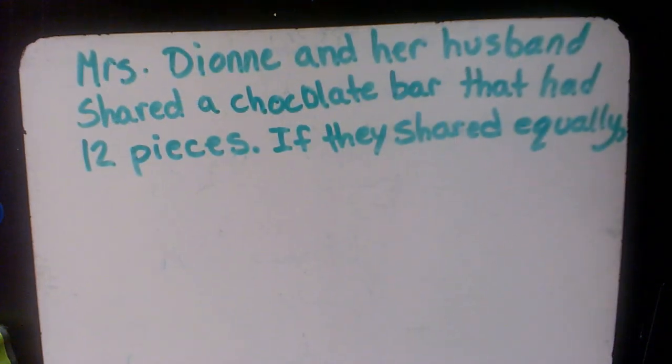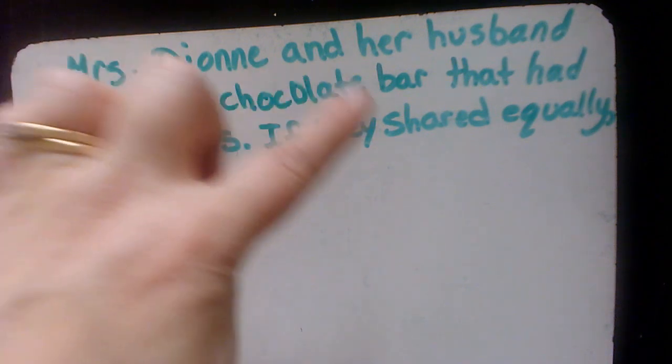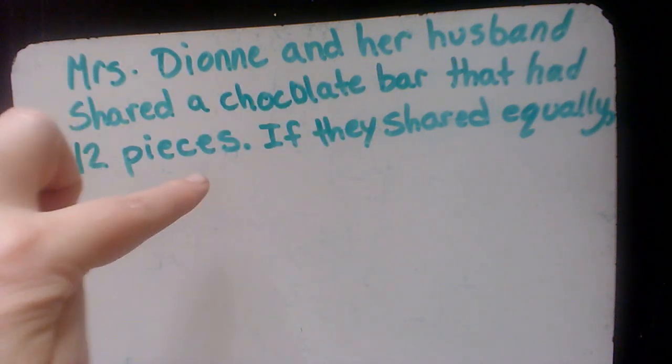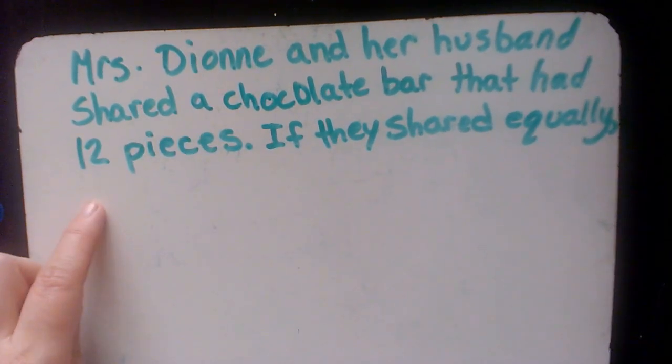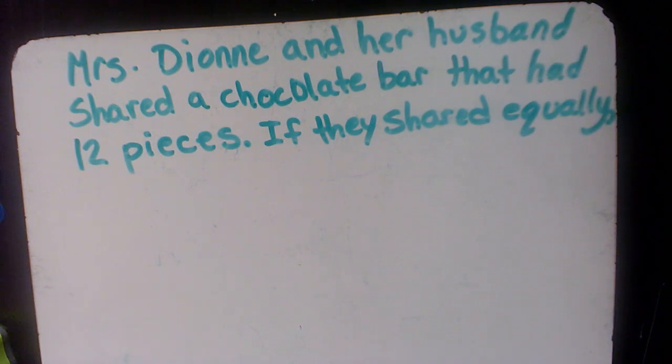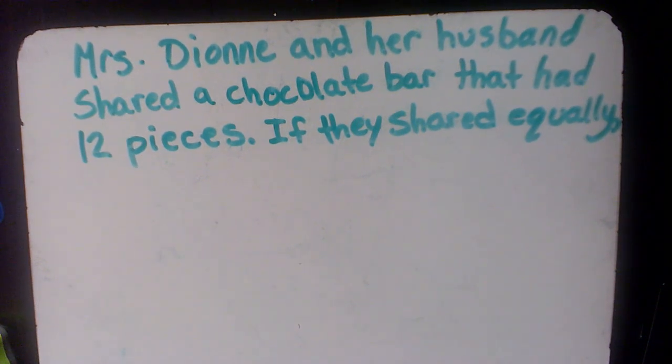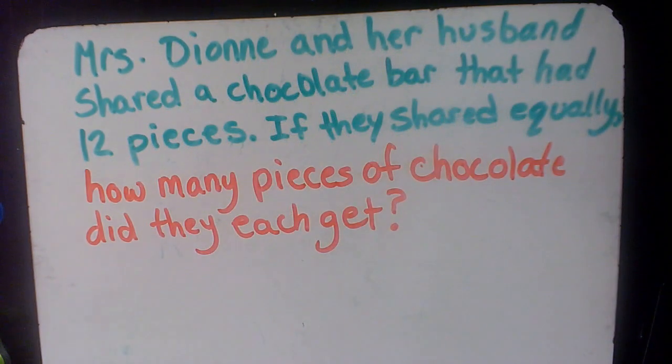So here's what I have so far in my story problem. Mrs. Dion and her husband shared a chocolate bar that had 12 pieces. If they shared equally, now remember that a story problem needs to end with a question. What would my question be? What is it that will need to be figured out by somebody that reads this problem? They need to figure out how many pieces of chocolate we each got. So there is my story problem.